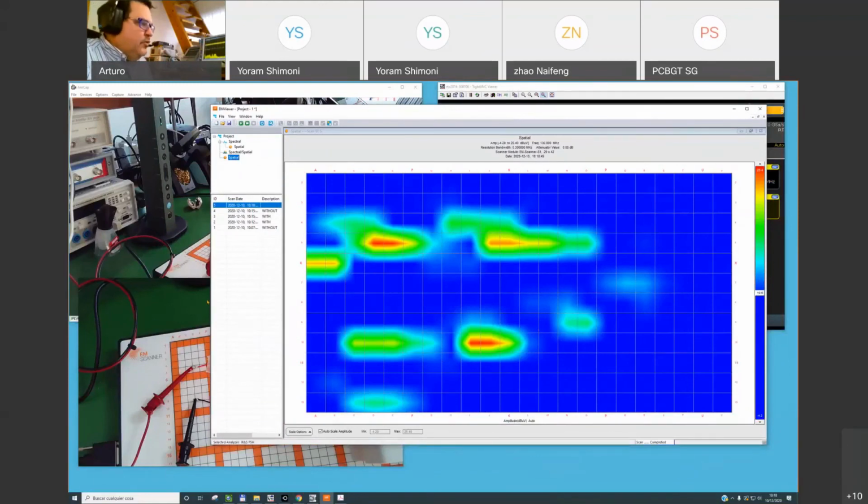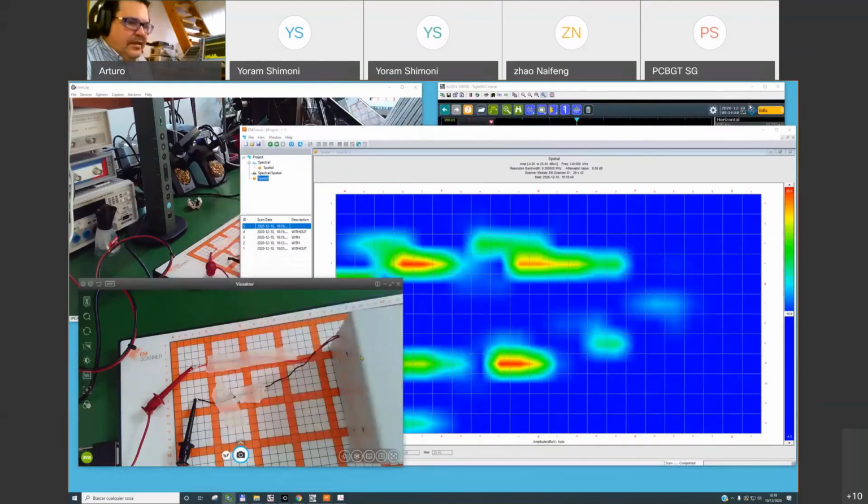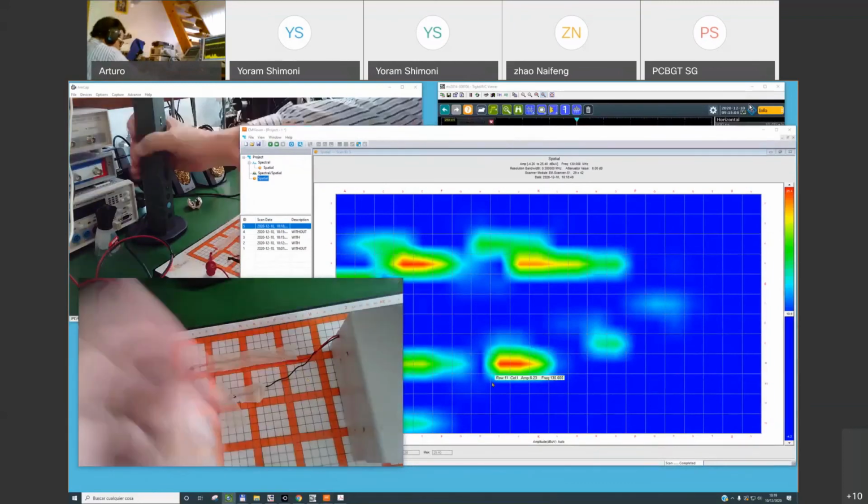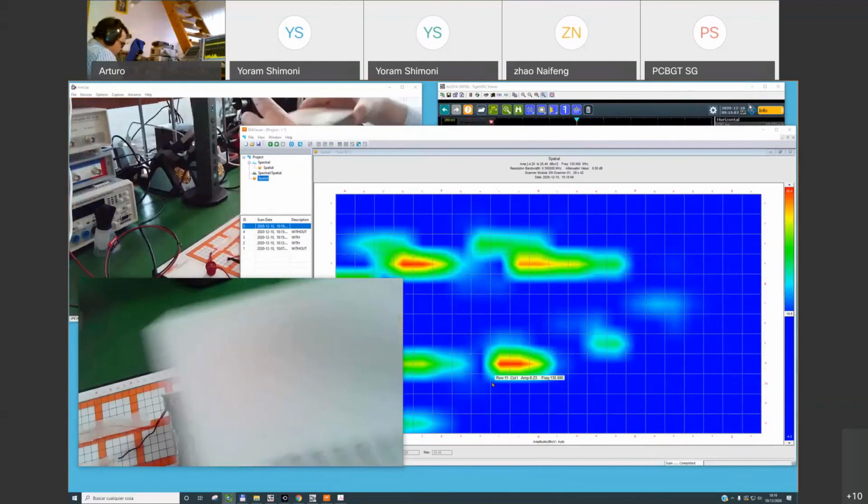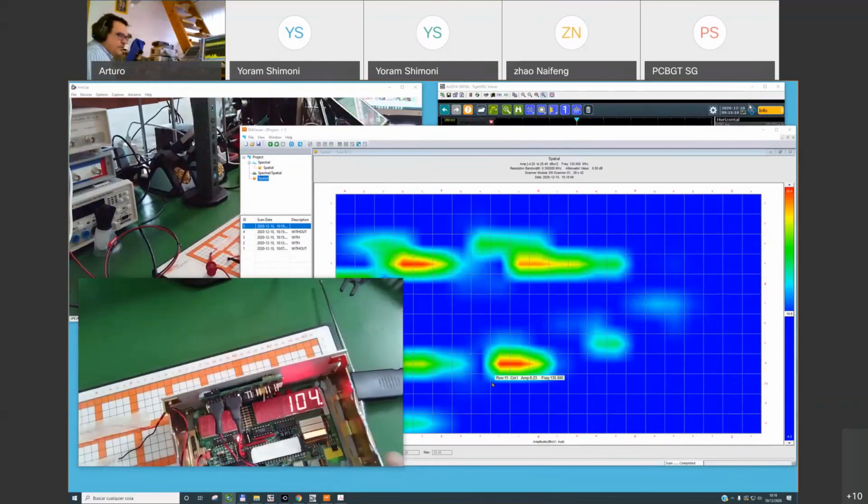Okay, so we are controlling the shielding effects. We are controlling the cables. Now we can open the circuit, and we can identify the emissions from the PCB.